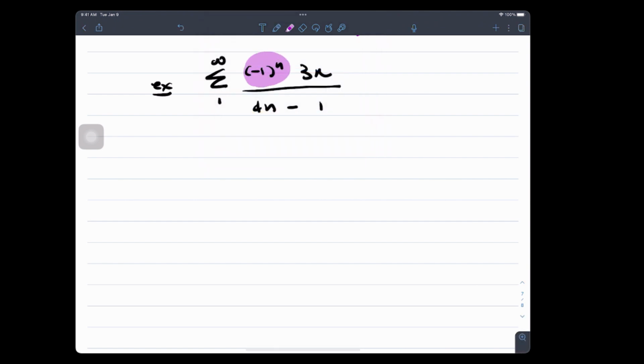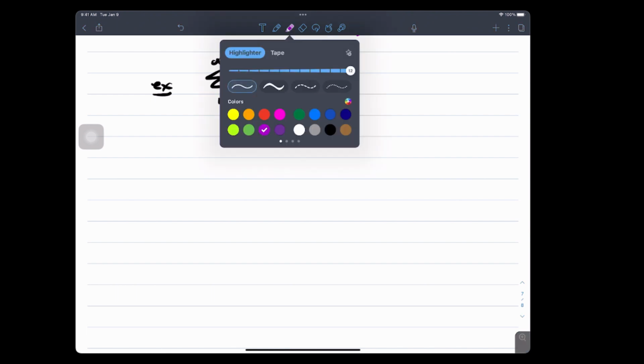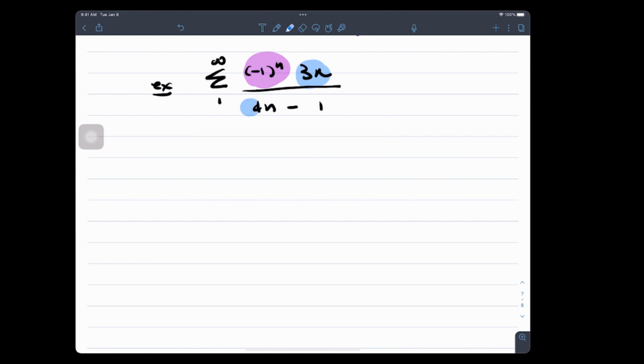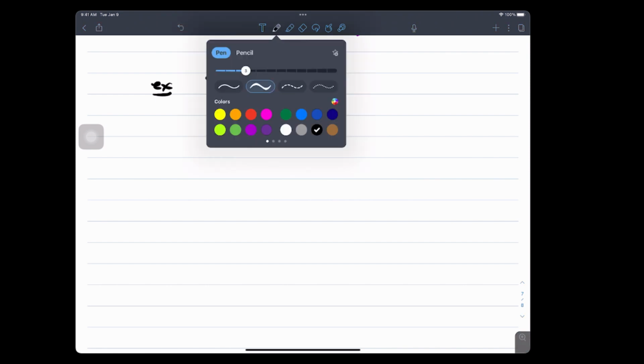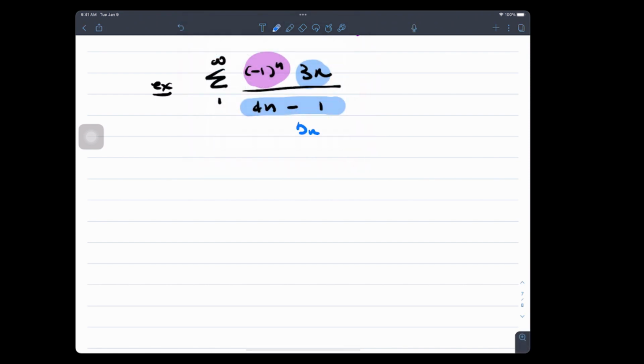And notice something about this here, right? This is also a very good example here, right? So this is my Bn. Bn is going to be what? 3n over 4n minus 1.